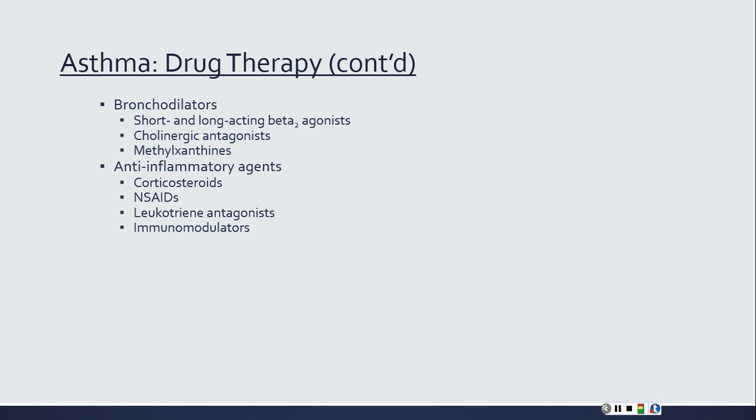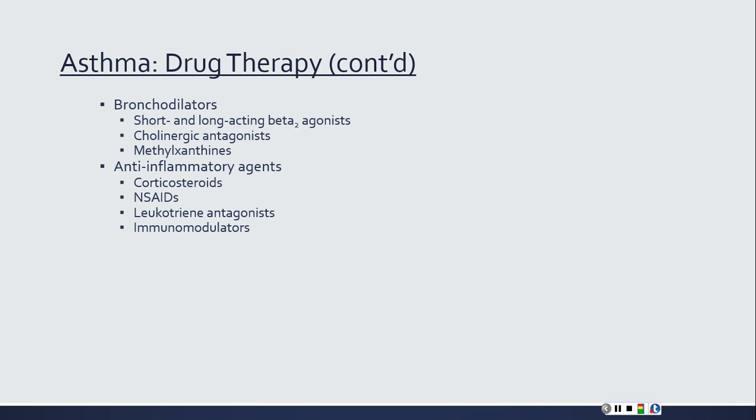You've also got your cholinergic antagonists, or anticholinergics. You've also got the methylxanthines, the theophyllines. These relax the bronchial smooth muscle. They help to dilate the smooth muscle. Then you've also got your anti-inflammatories. You've got your corticosteroids. NSAIDs, some use them, some don't.